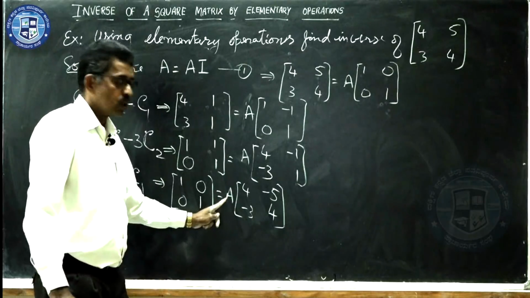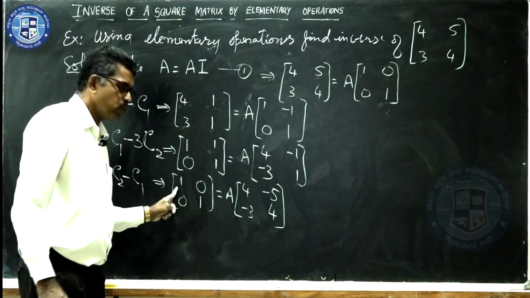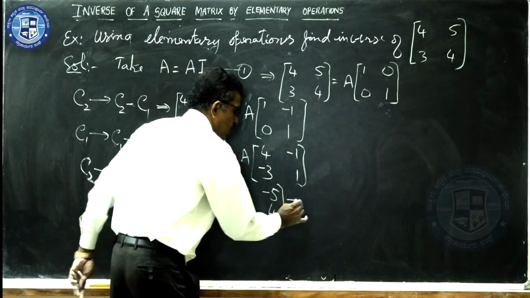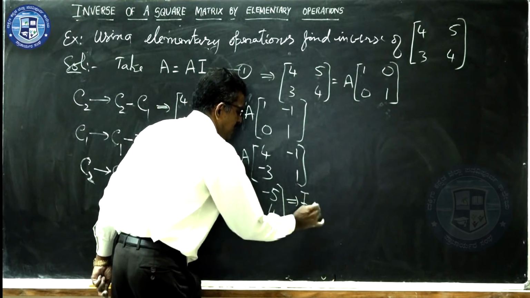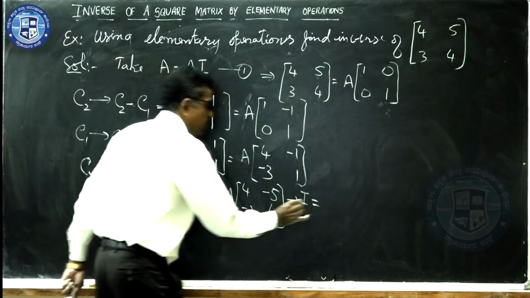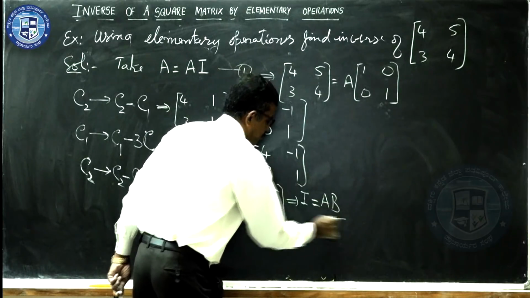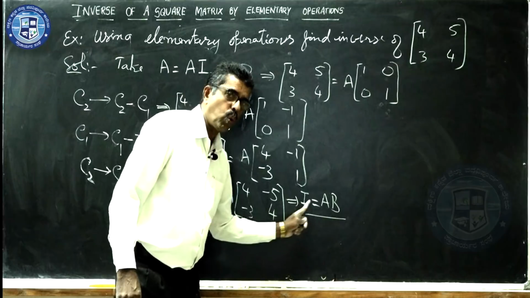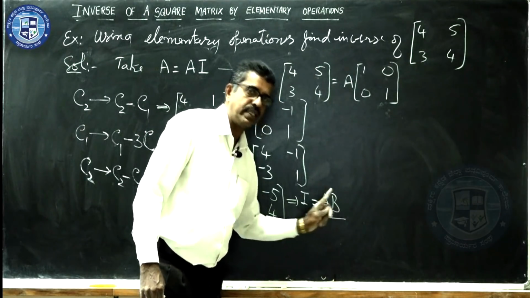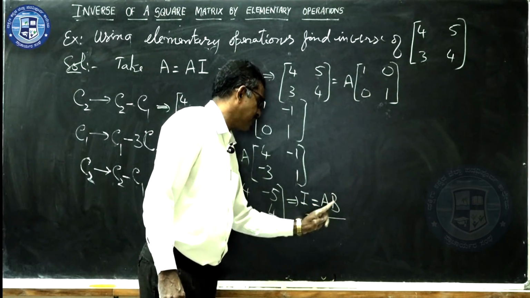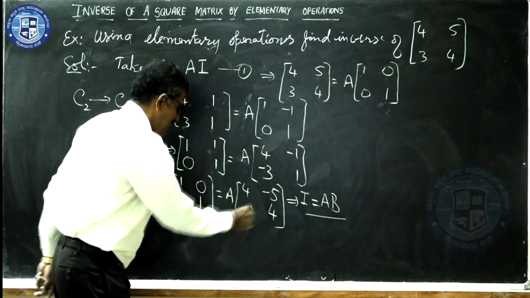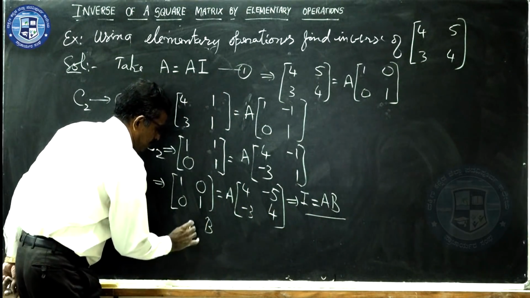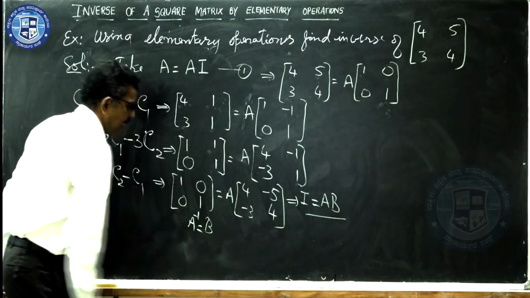Are you clear? So, we expect this to be the identity matrix. Therefore, the identity matrix is equal to A into B. What do you mean by product of two matrices is identity? One is the inverse of the other. Therefore, we expect B is the inverse of A. A inverse is equal to B.